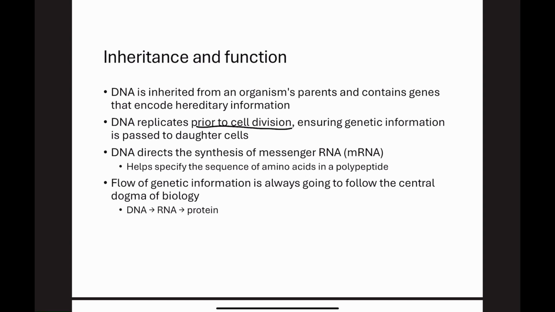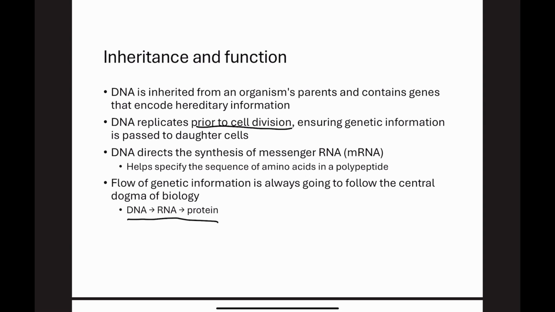And DNA provides instructions that are going to produce proteins and other cellular components. That's actually called gene expression, the process of converting information from a gene into a functional product, which is usually a protein. And that flow is always going to occur from DNA makes RNA, which makes protein, which is our central dogma of biology.